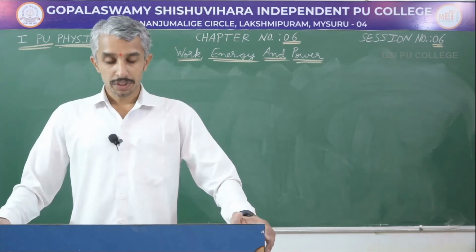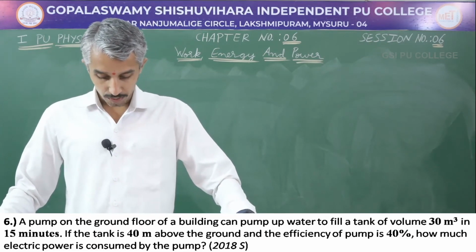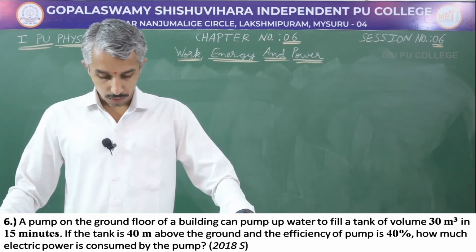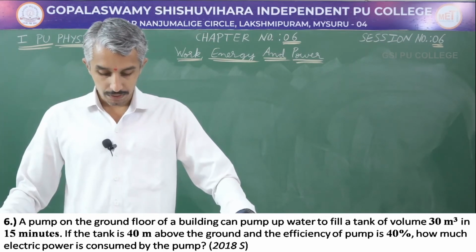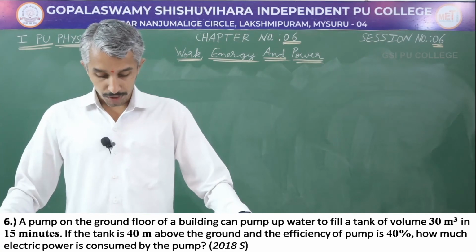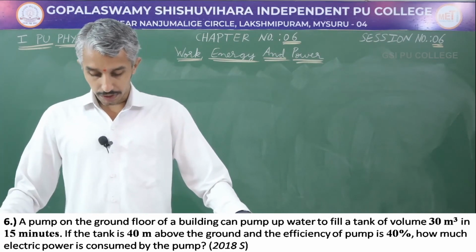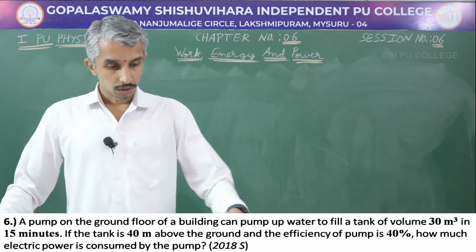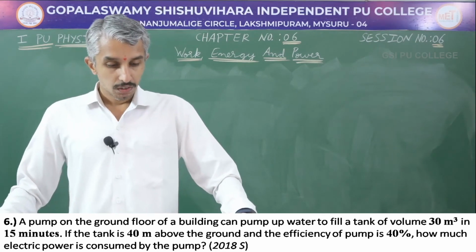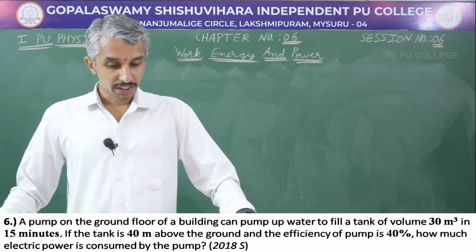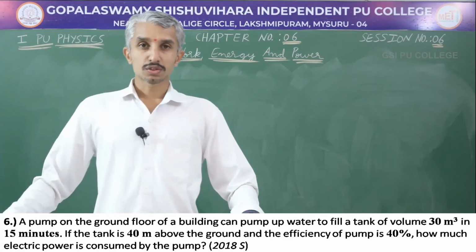Here is the next numerical. A pump on the ground floor of a building can pump up water to fill a tank of volume 30 meter cube in 15 minutes. If the tank is 40 meter above the ground and the efficiency of the pump is 40%, how much electric power is consumed by the pump? So let us solve this numerical.